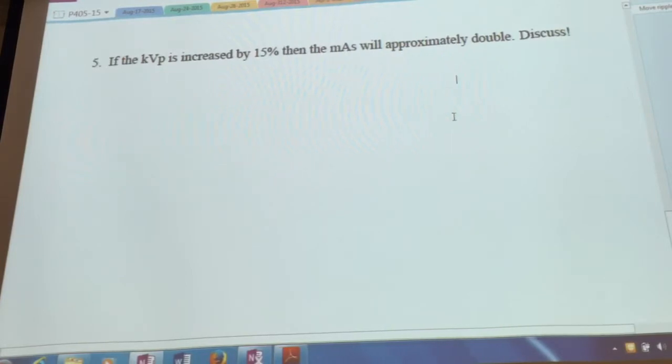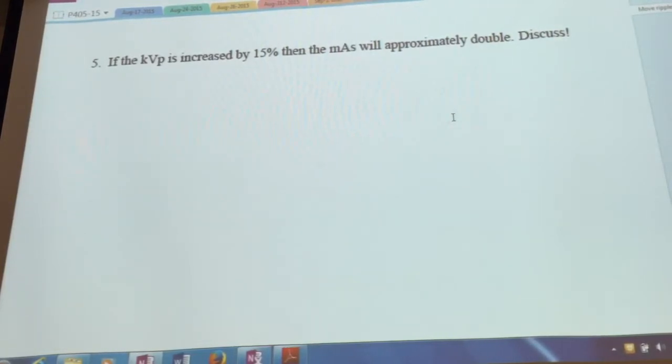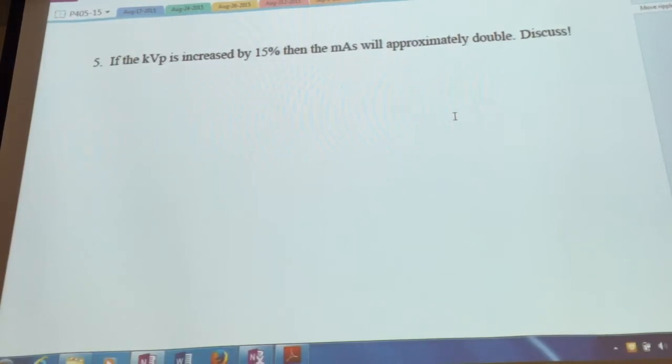All right, here I just say discuss. That's broad to discuss. If the KVP is increased by 15%, then the MAS will approximately double. Yeah, it's true, but discuss. Explain. Tell me what's going on.